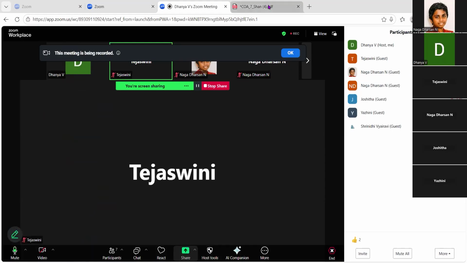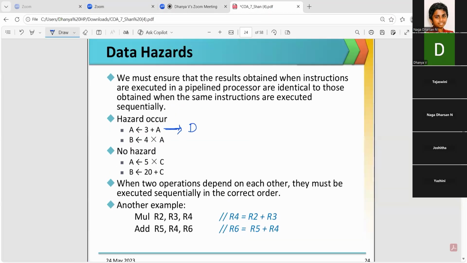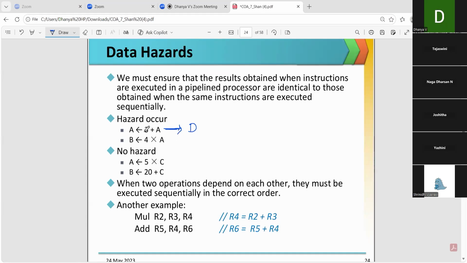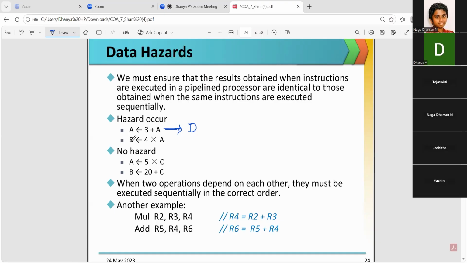Okay, so let's move on to data hazards. From now, it's all very simple stuff, no need to break our heads. Just understanding what pipelining is requires some time. So now data hazards. Let's say these two instructions are there: A is equal to 3 plus A, that is our decoding stage. And then B is equal to 4 into A. That means you need the previous A's value so that you can calculate B. You need the updated A value to calculate B.